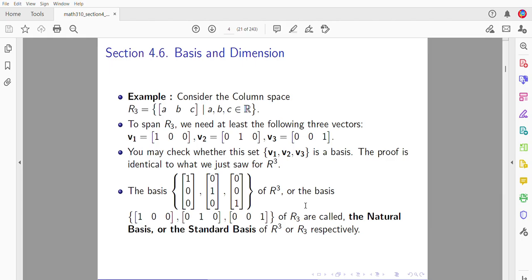These are called the natural bases. It is natural because you just look at it and you know you need these three vectors. So these are called the natural basis or the standard basis. In the future, when we talk about the standard basis or natural basis, if it's column space, we are looking at these columns. If it's row space, we are looking at these rows.